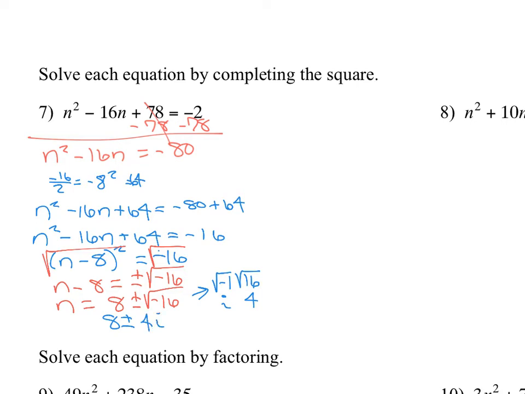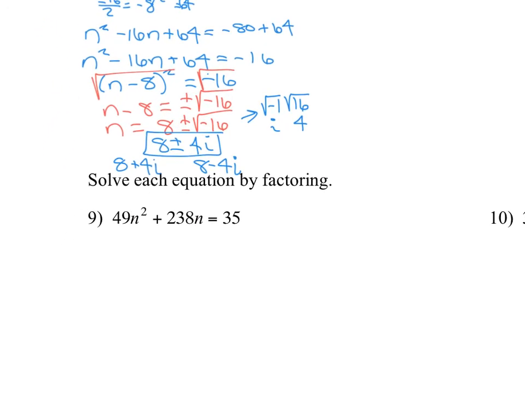And you can break this out and write 8 plus 4i and 8 minus 4i, or you can just leave it like this. All right, both will give you the same answer. I'm happy with either way you write that. All right, so this would be the same process you would use for number 8, and you will get an imaginary number as part of your answer there as well.